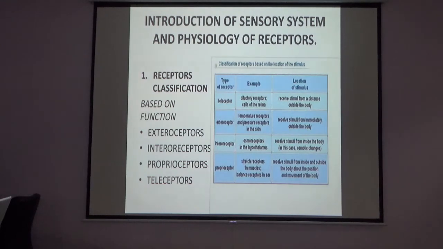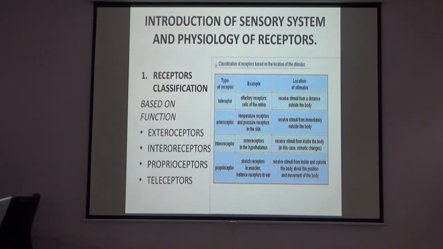After knowing the definition of receptors and the properties of receptors, we come to classification of receptors. How are they classified? The classification is based on their functions, based on their adequate stimulus, based on their location. First classification is based on function, which you are seeing projected in the slide here. Based on function, they can be exteroceptors, interoceptors, proprioceptors, or teleceptors. Now, 2 lines about each of these.